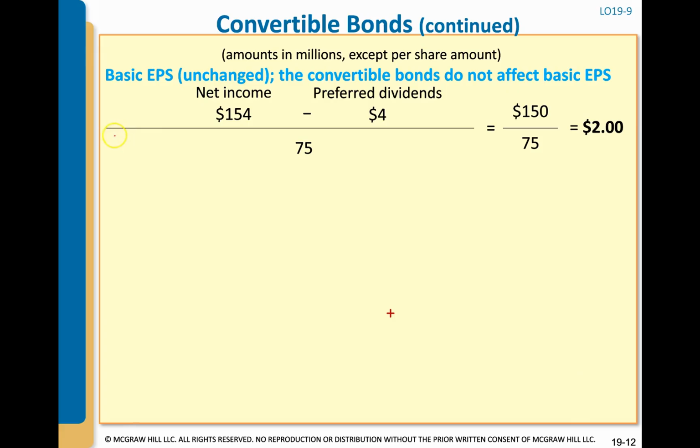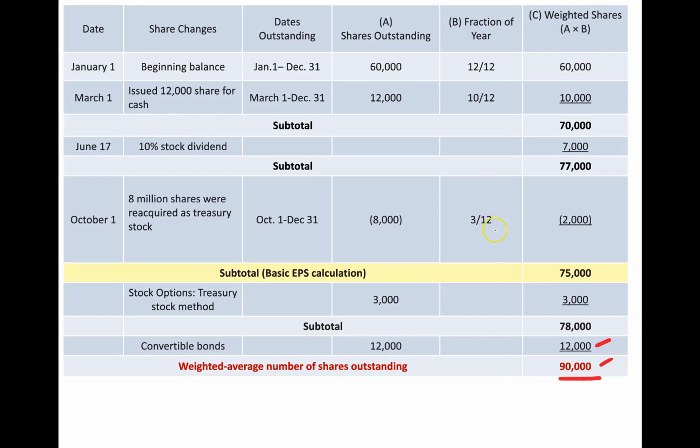So let's see how that impacted our diluted earnings per share. But first, let's go through our basic, which has been unchanged. We're taking the net income from the company, and they had preferred dividends of $4, so we're going to remove that. So our numerator is 150. And in our basic earnings per share, our weighted average number of common shares outstanding is 75. And I'm just going to go back to this slide, and that's where we stop.